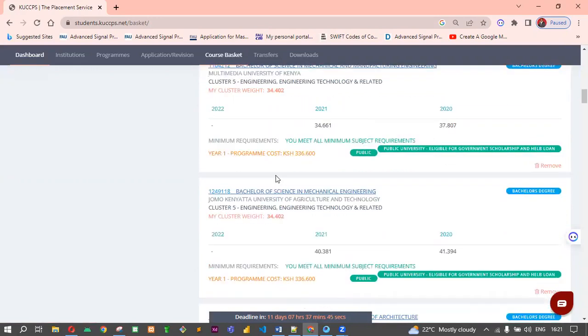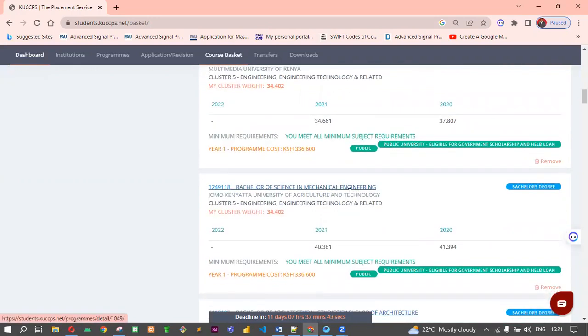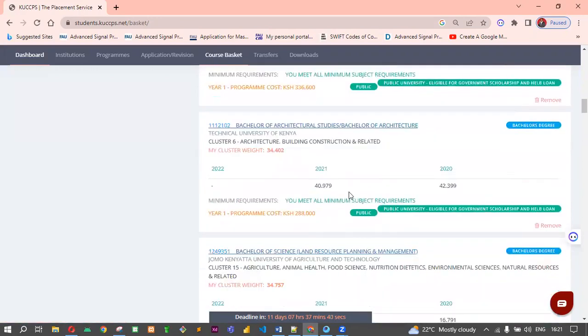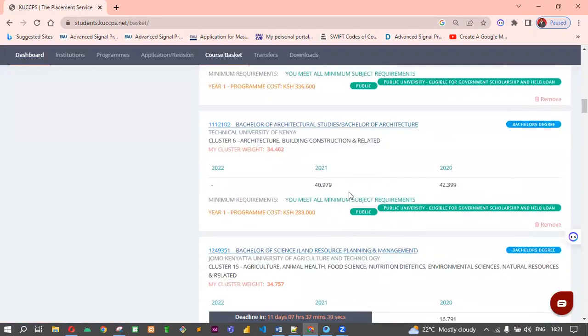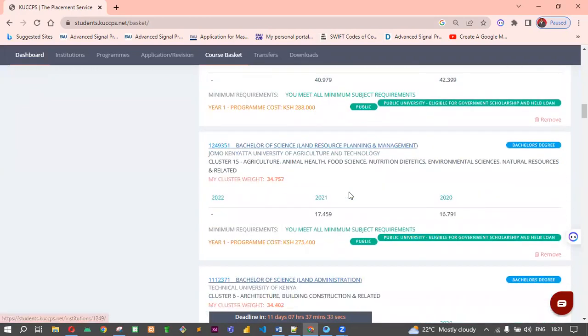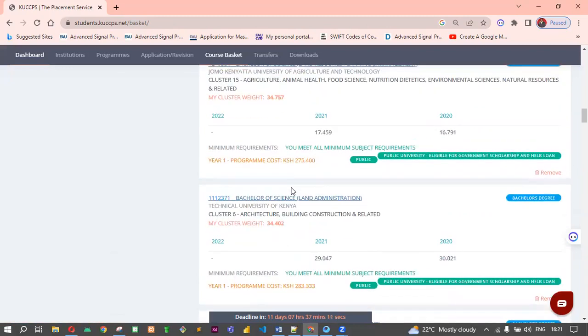We also have Bachelor of Science in Mechanical Engineering at Jomo Kenyatta. So I've just placed them there so that you can pick the best out of them that you think suit you. I've picked this Bachelor of Science in Land Resource Planning and Management. You have seen that if you want to work with the Ministry of Lands and Surveying, then you need to know about this land resources planning and management. Also, a quantity surveyor can work there. So I've given you this one.